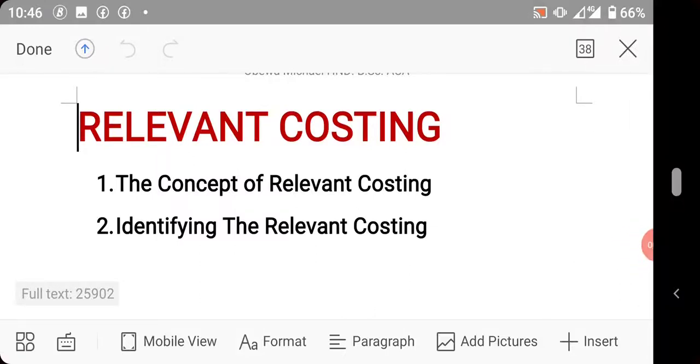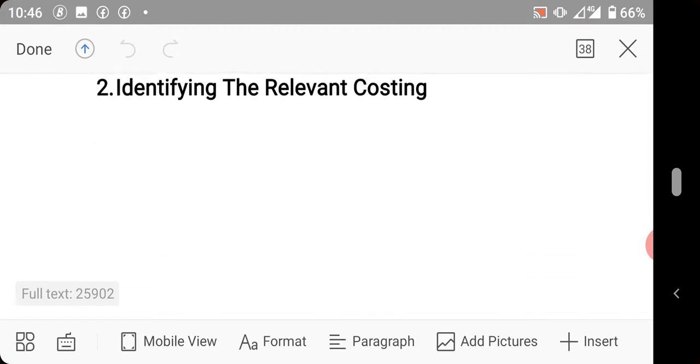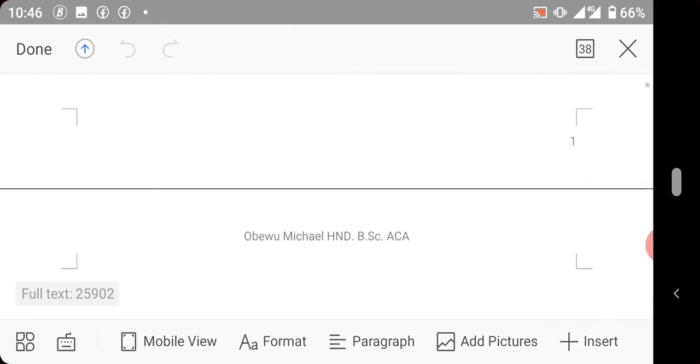So today we are going to be looking at relevant costing. There are two aspects that we'll be looking at: the concept and also how to identify a relevant cost. So we'll start with the first one, the concept.